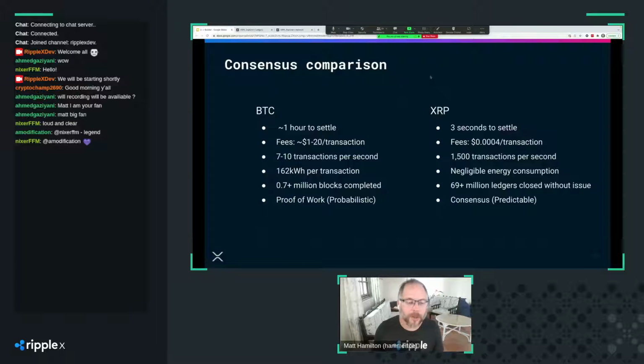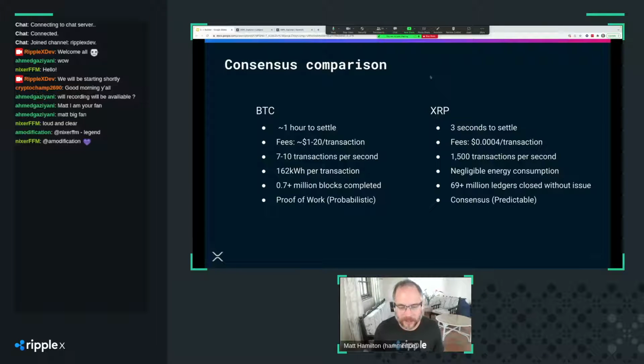The energy consumption, you've no doubt heard a lot about the energy consumption of Bitcoin. It's very substantial and also has additional knock-on effects. You probably saw when the Bitcoin miners were banned from China, a lot of them moved to Kazakhstan. They then absorbed a lot of the energy requirement within Kazakhstan, which then increased the utility bills for people in Kazakhstan, which then obviously affected them. The XRP ledger has negligible energy consumption.